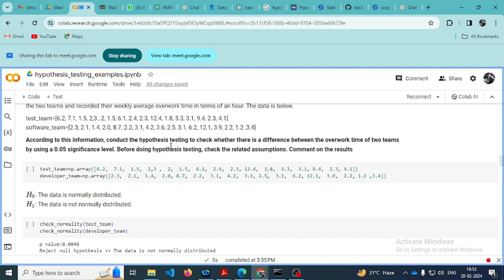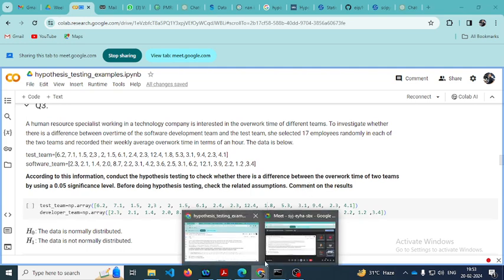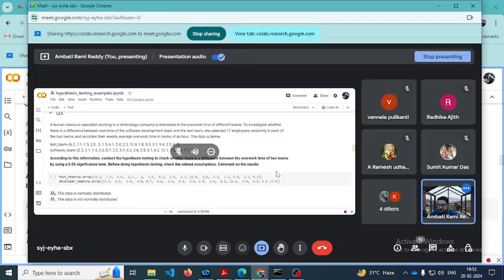Before doing the hypothesis test, you can check whether any related assumptions apply. So take some time to analyze the problem statement, and you can frame your hypothesis based on this data. Take 5 minutes to analyze this problem statement and how you can assume your hypotheses H0 and H1. Then check whether each team's data is normally distributed or not, or whether you are going to assume that the variances of both the groups are the same or not.